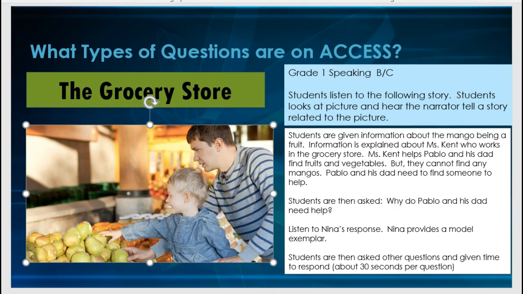This boy's name is Pablo. Pablo and his dad are at the grocery store. Pablo wants to get some mangoes as a surprise for his grandmother. A mango is a kind of fruit. Mangoes are his grandmother's favorite fruit.